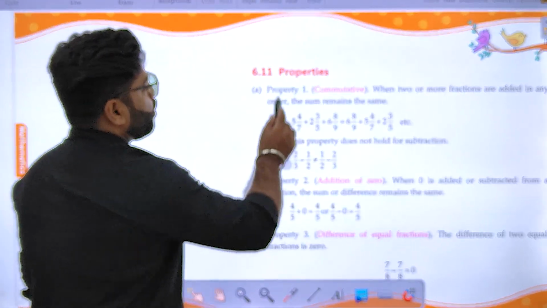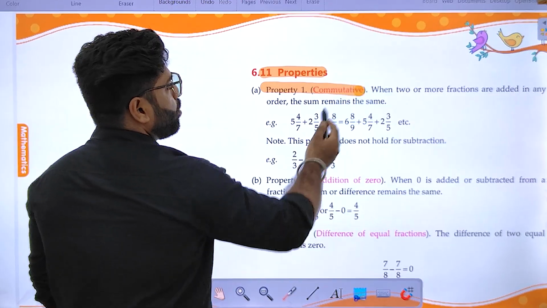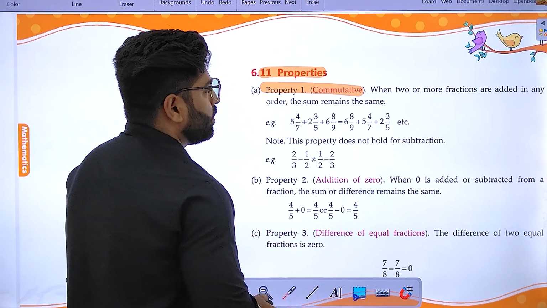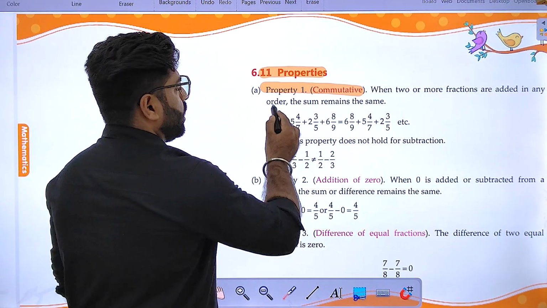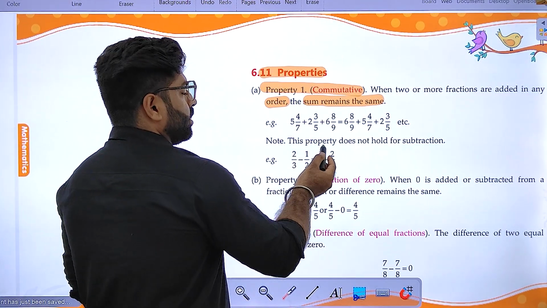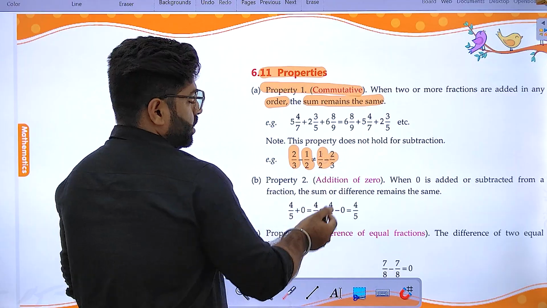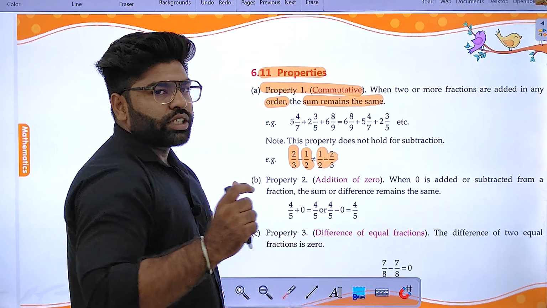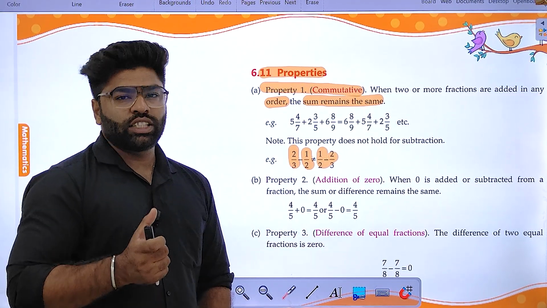Okay, here we are having properties. The first property is commutative property. If we add two or more fractions in any order, the sum is same. Yes. But if we subtract in any order, the answer will be changed. So in subtraction, we cannot say that we can change the order.